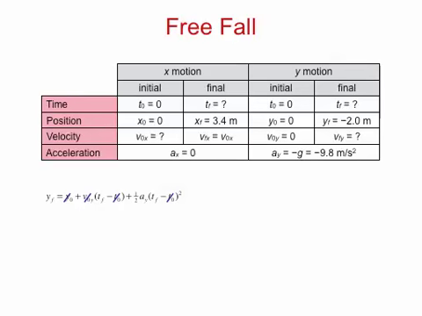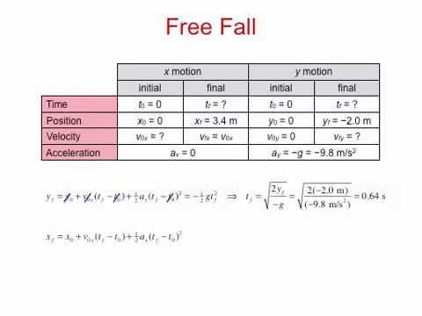In particular, t sub naught, y sub naught, and v sub naught y are all 0. So this equation simplifies to y sub f equals minus 1/2 g t sub final squared. Solving for t sub f and plugging in numbers gives t sub f equals 0.64 seconds. Now that we know t sub f, we can use the first constant acceleration equation for the x motion to compute v sub naught x.